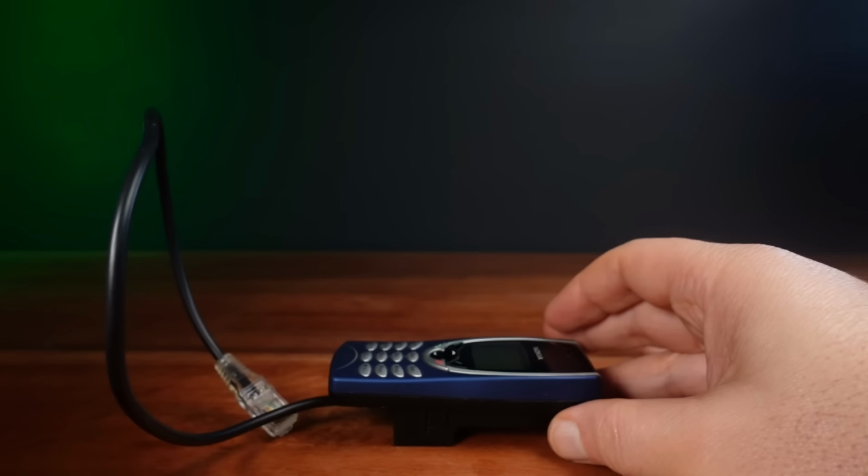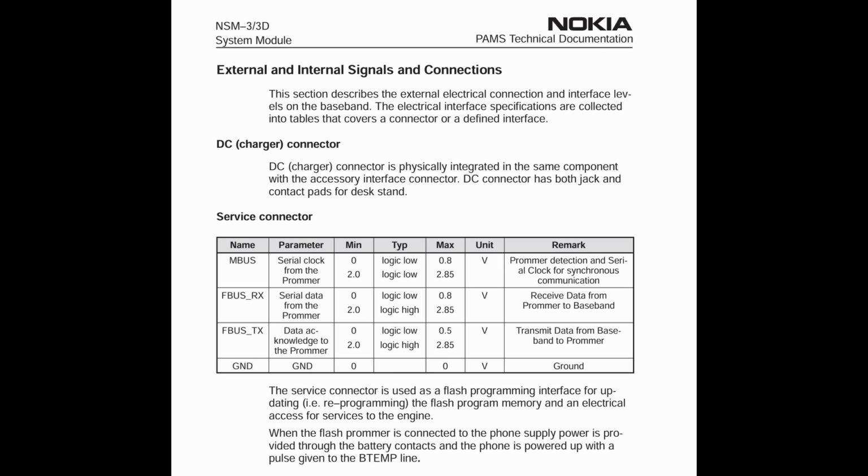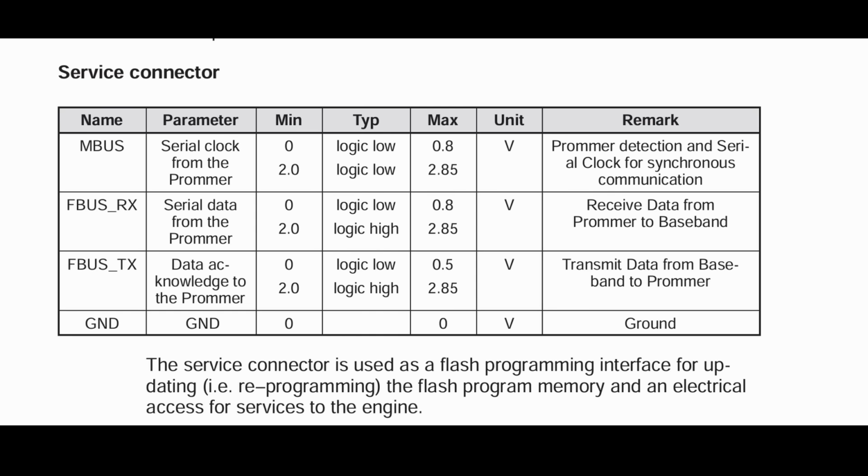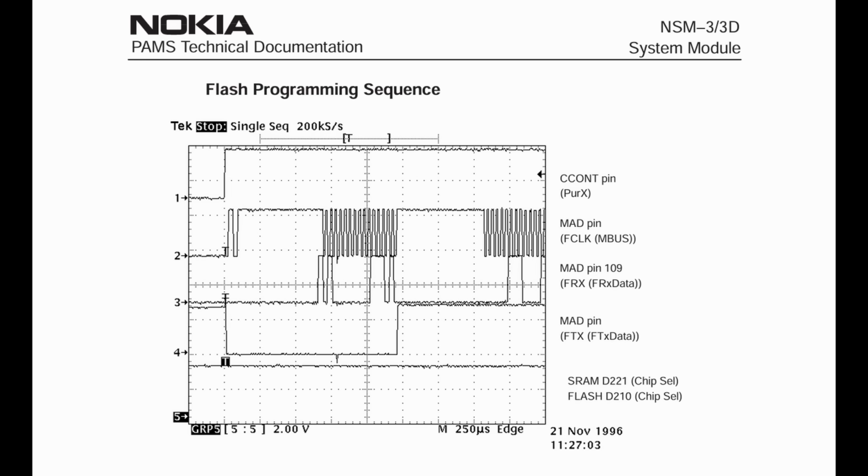When reflashing the firmware, the Nokia 8210 actually communicates over 2 separate serial connections. A slower 9600 bits per second M bus is used for control and programming commands, while a much faster 115 kilobits per second F bus is responsible for transferring the firmware itself. To reflash the phone, both serial connections must be active at the same time.